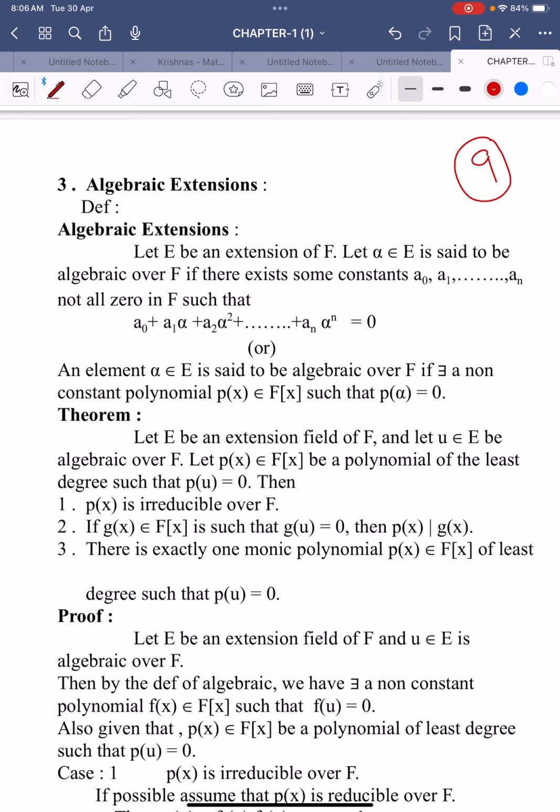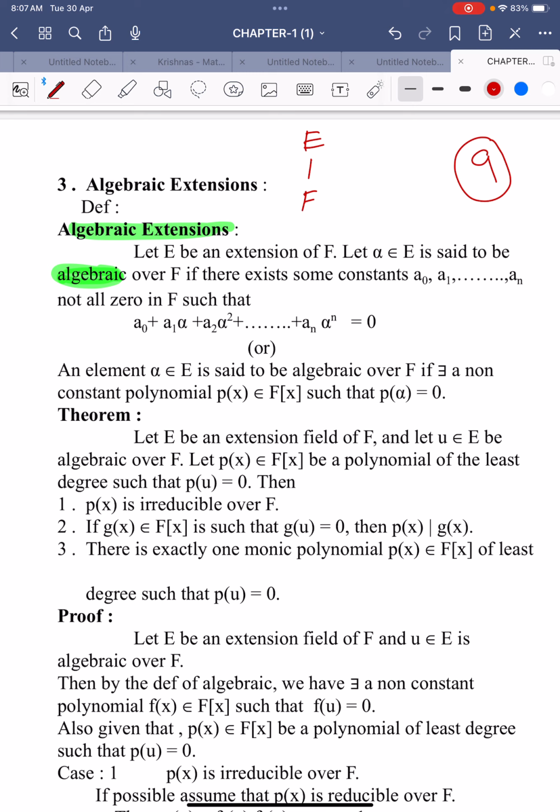In the first unit, this is the third topic, algebraic extensions. The first definition is algebraic. This topic name is algebraic extensions, but the first definition is algebraic. So let us take capital E is an extension of capital F. So capital E is an extension field of capital F.